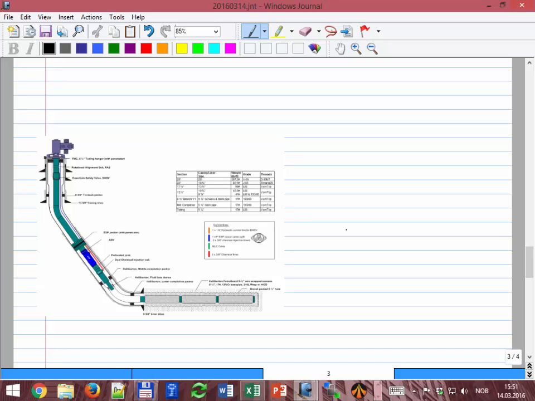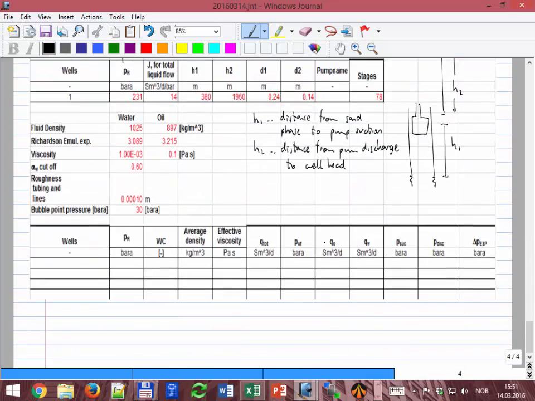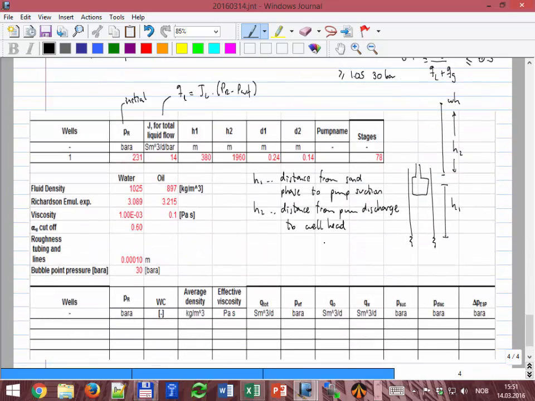And I'm assuming that they are vertical segments, so the distance along the well is the same as the vertical distance. Then I'm giving the diameters of the two sections, and that's actually quite a big borehole, okay? And the diameter of the tubing is also quite big. It's 5.5, and this is 9 5/8 of the production casing.